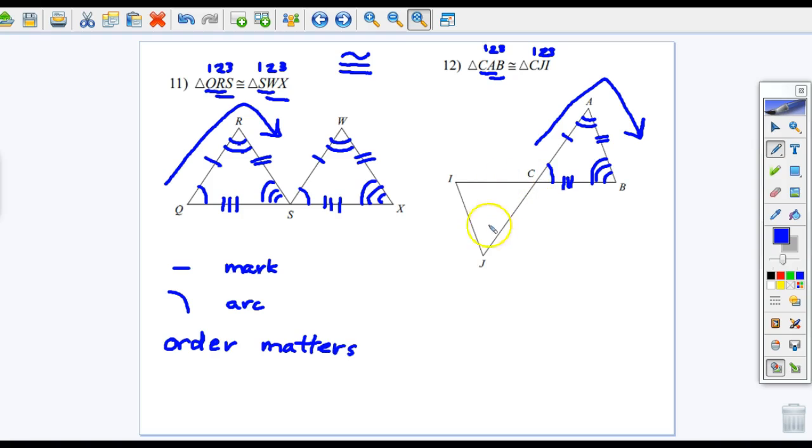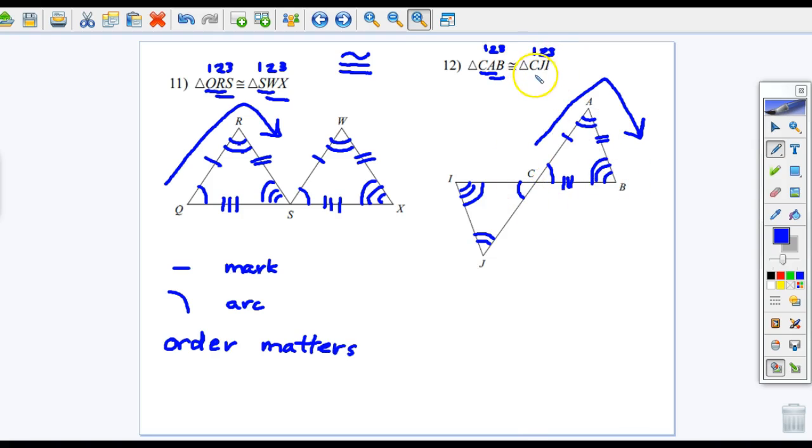Now remember, we want to be inside the triangle. C gets 1. My next angle is J. Good. And that gets 2. And my last angle is I, and that gets how many? Good. 3 arcs. Beautiful. Let's do our line segments.